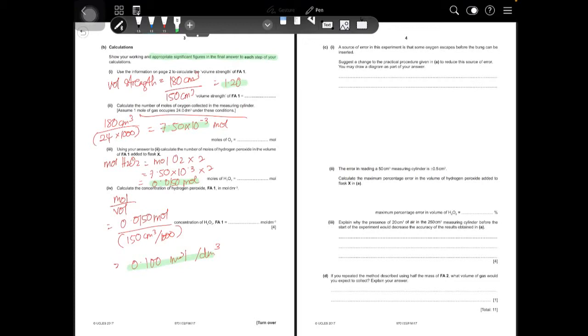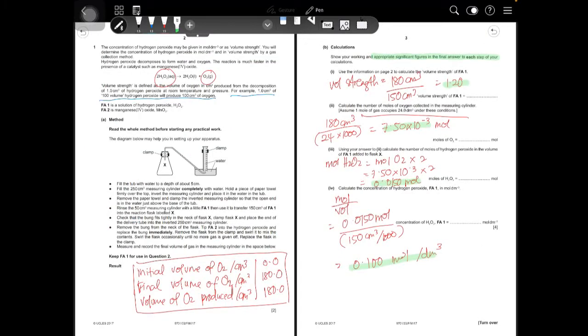Next question, a source of error in this experiment is that some oxygen escaped before the bung can be inserted. So suggest a change to the practical procedure given in A to reduce the source of error. As you can see here in this procedure, we need to tip FA2 into the flask, and then we need to replace the bung immediately. But what we can do is to improve this.